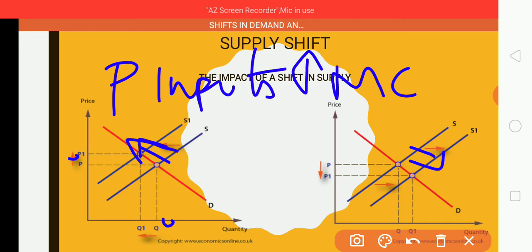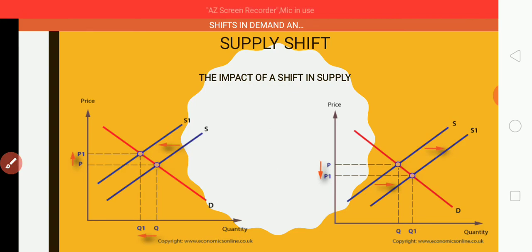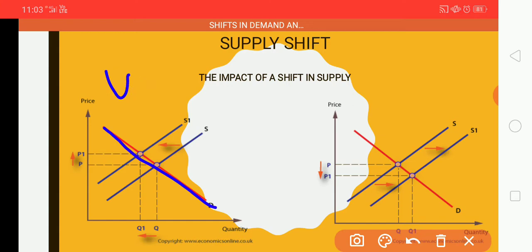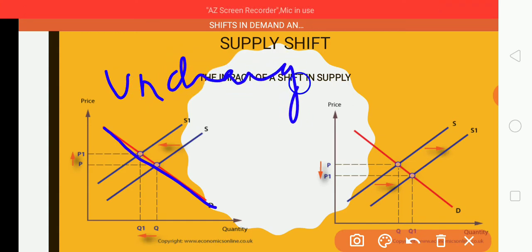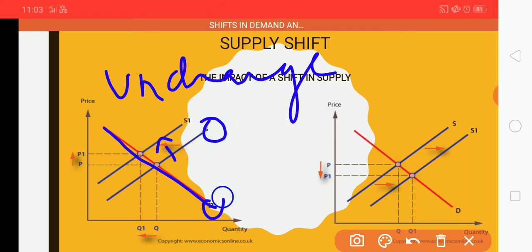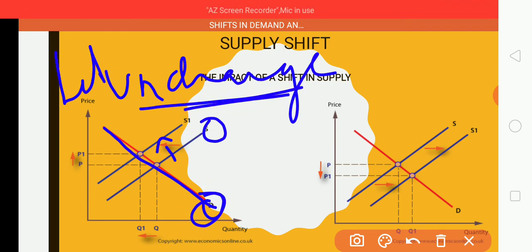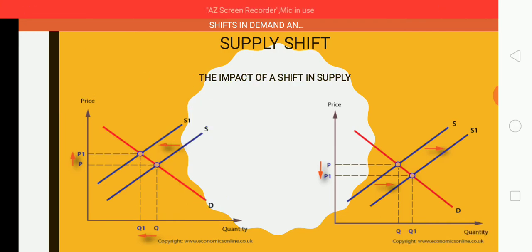Got it? When the supply curve shifts leftward, the demand curve remains unchanged. There is no change in demand; only the supply is shifting. Earlier, when the supply was S, the demand was the same. Now the supply curve has shifted to the left, and the demand remains unchanged, constant.